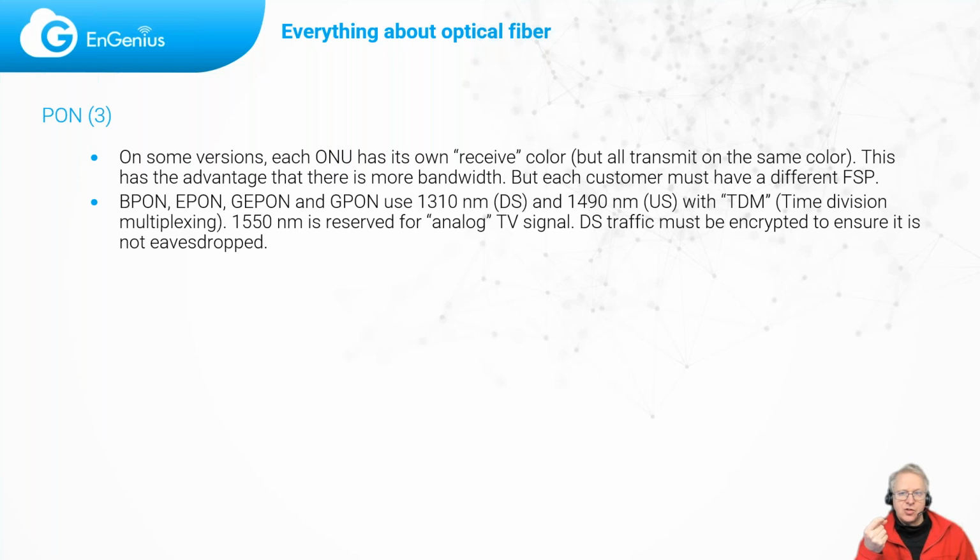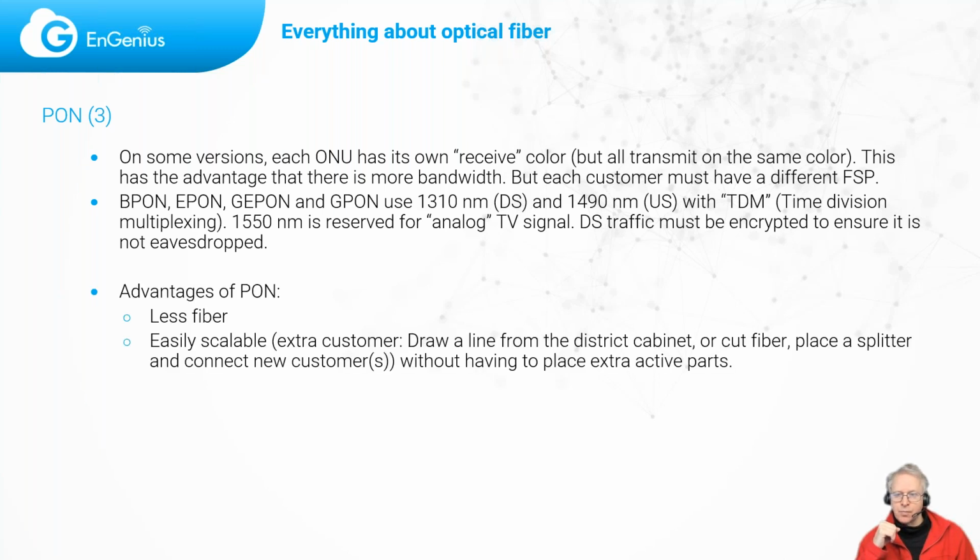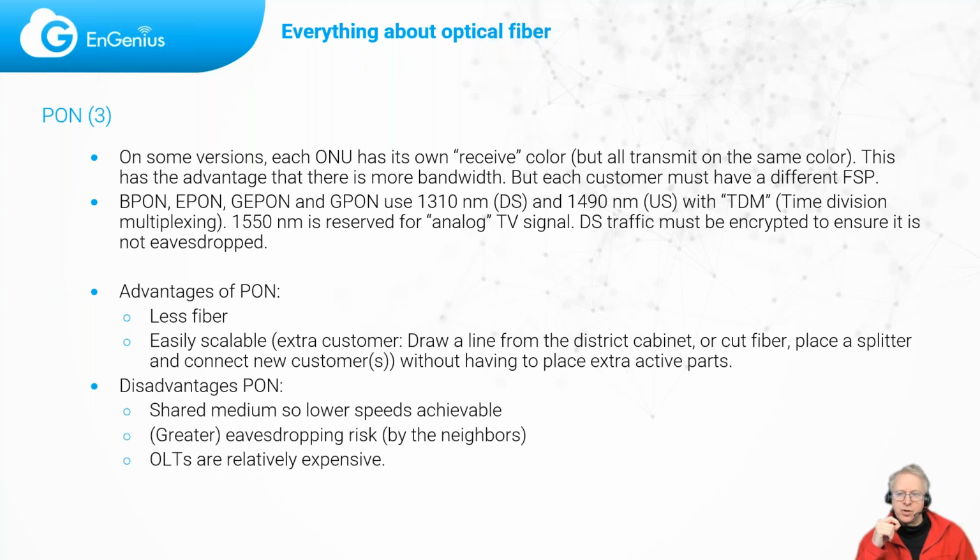So each optical network unit has its own receive color, but all transmit on the same color back to the ISP, and they use specific wavelengths for upstream and downstream. So you need less fiber in this case. It's easily scalable, but it's a pure ISP solution.